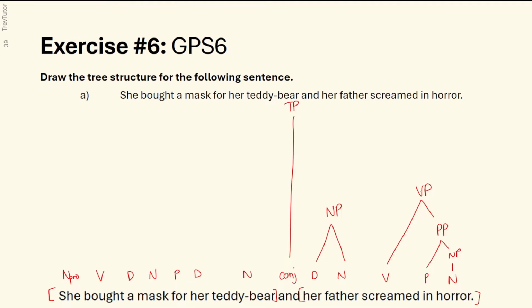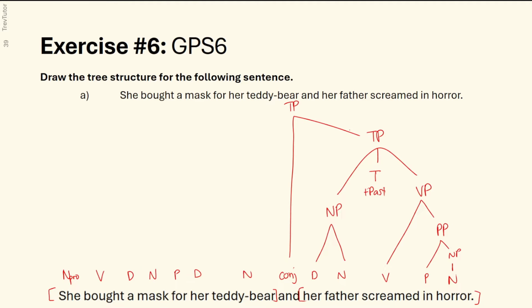So now that we have an NP and a VP, we have a subject and a predicate, we can join these together to make a tense phrase, and then figure out what tense is. Well, it's screamed, so this will be plus past, and this will be our right sentence joining with the conjunction. Now, she bought a mask for her teddy bear.